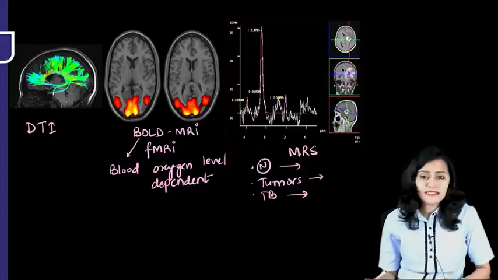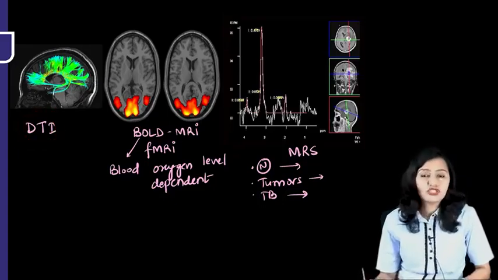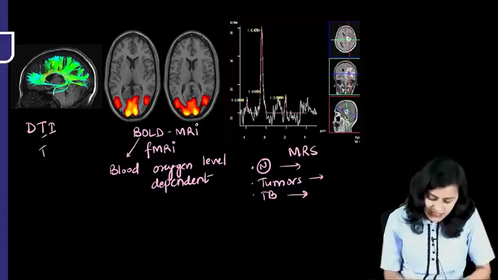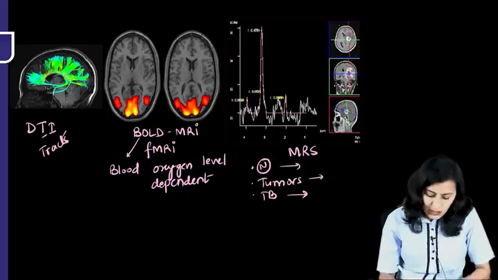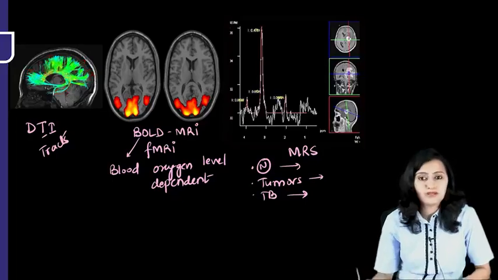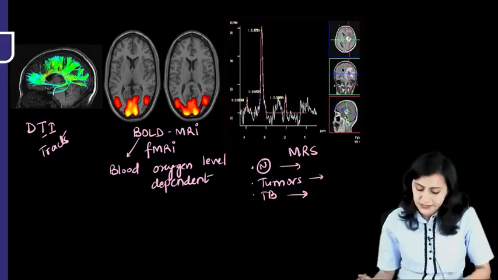Now going to some advanced sequences as well. The first one that we have is DTI, that is diffusion tensor imaging, T for tracts. So remember, DTI is used for tracts, the white matter tracts. What you see in DTI is that these white matter tracts appear very colorful. So they help us in evaluating the white matter tract integrity.